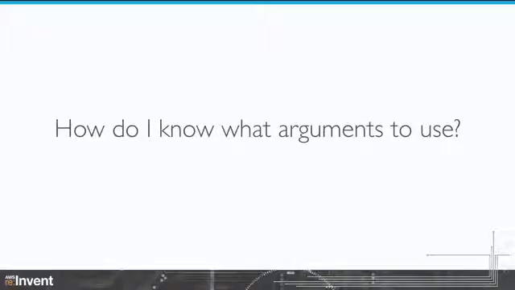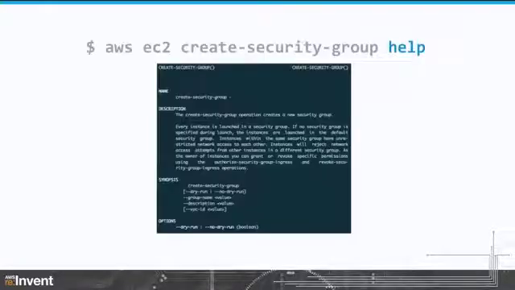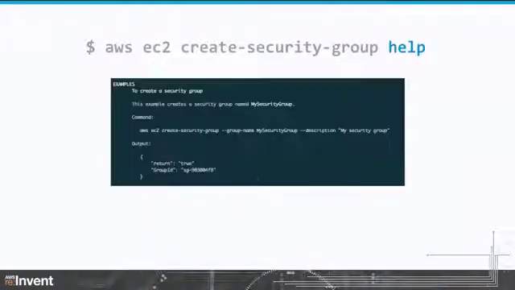Next, when you're using the CLI, a natural question is, how do I know what arguments to use? Where do I find that information? You have two options really available for you. The first one is to just use help. You can add help to the end of any command, and we'll pull up a man page for you that has the name, the description, all the options, and their documentation. And in many cases, you'll have an example, too, that shows specifically how to use this command.